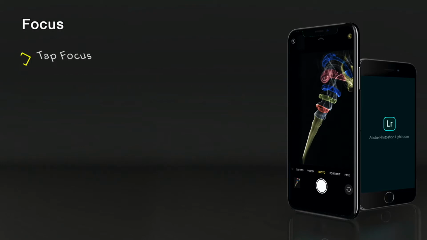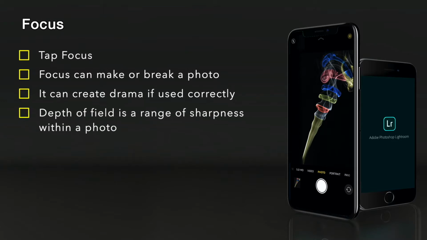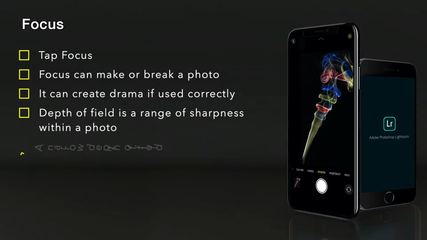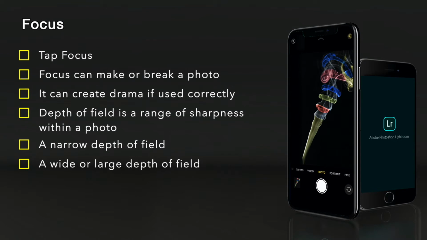Tap focus. As with composition, focus can make or break a photo, but it can also add drama if used correctly. When a subject is in focus, this means that the subject is within the depth of field. The depth of field is a range of sharpness within a photo. It can be something like having something close and in focus, and the background is out of focus. This is known as a narrow depth of field. To a photo that has everything in focus, which is known as a wide or large depth of field.